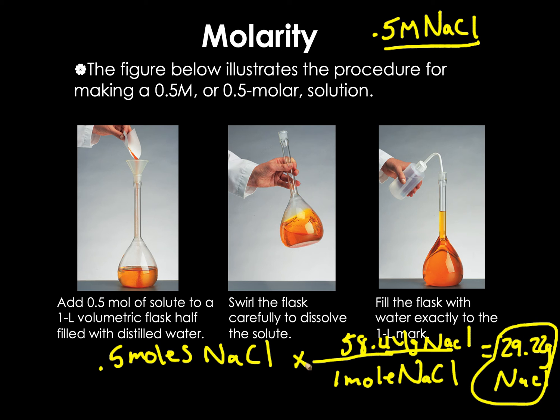Okay, then we're going to swirl the flask carefully to dissolve the solute, and then we're going to take a wash bottle and fill the flask with water exactly to the 1 liter mark, right about where they stop pouring. You'll see the meniscus there. Then usually we have a stopper we'll put on here so that we can shake it thoroughly.